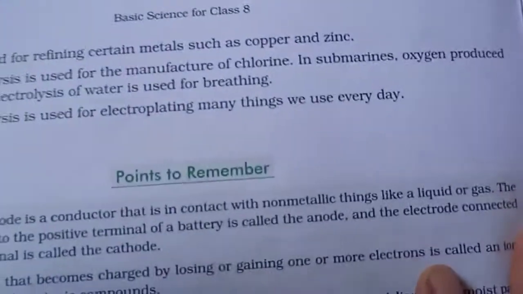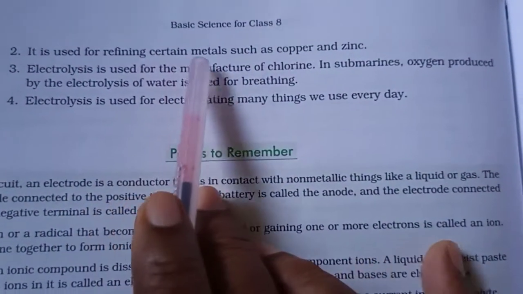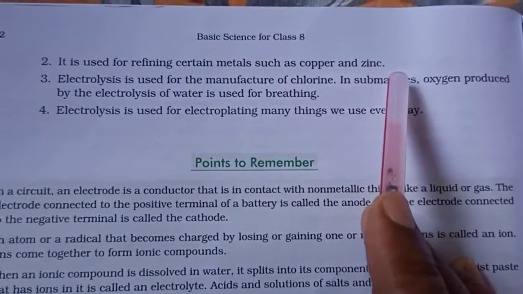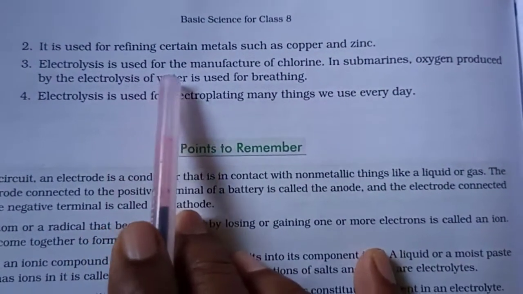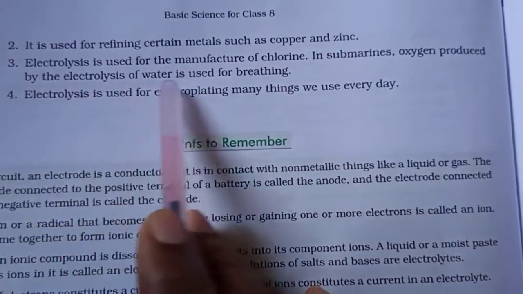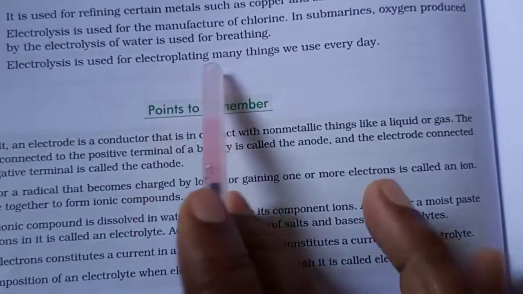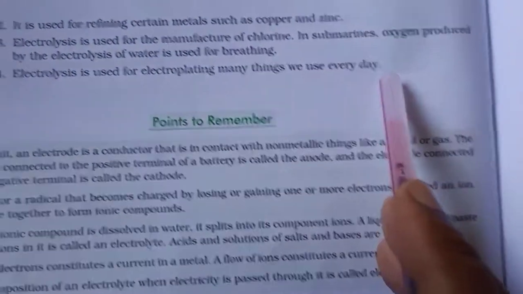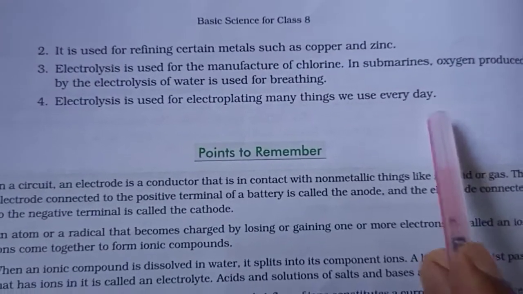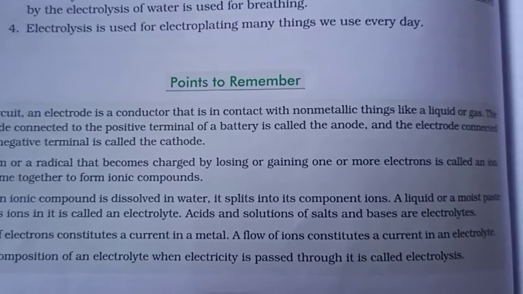Next we have, this electrolysis is used for refining certain metals such as copper and zinc. Electrolysis is used for the manufacture of chlorine. In submarines, oxygen produced by the electrolysis of water is used for breathing. Electrolysis is also used for electroplating many things we use every day. So these things we have to learn. Here no explanation is required. You just memorize them.